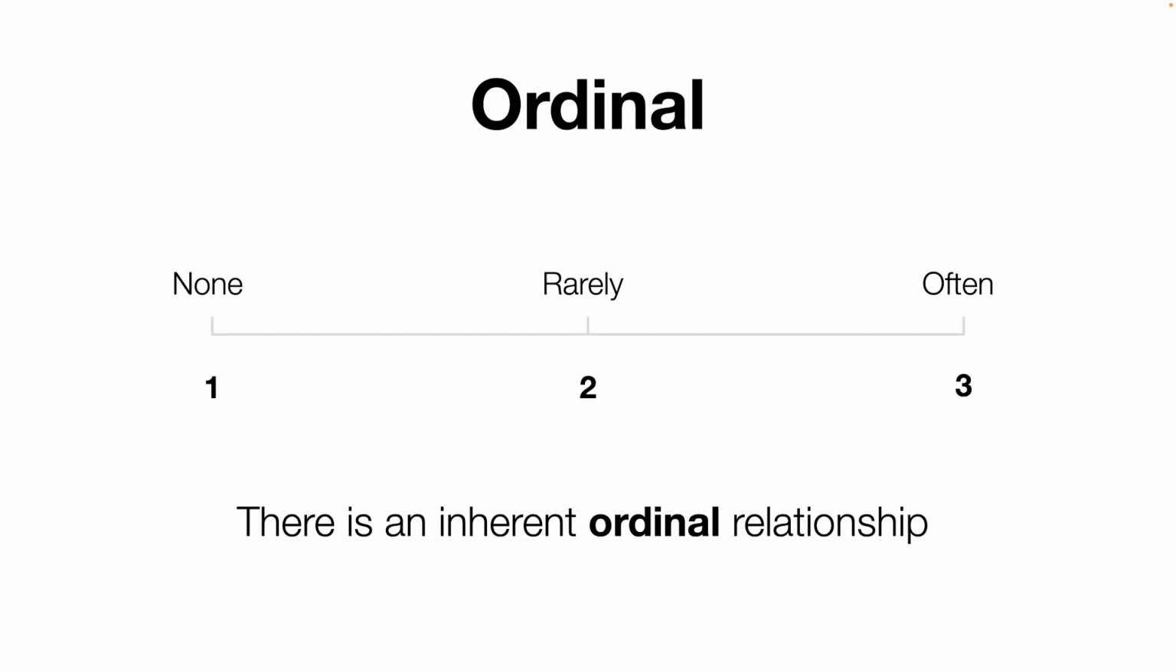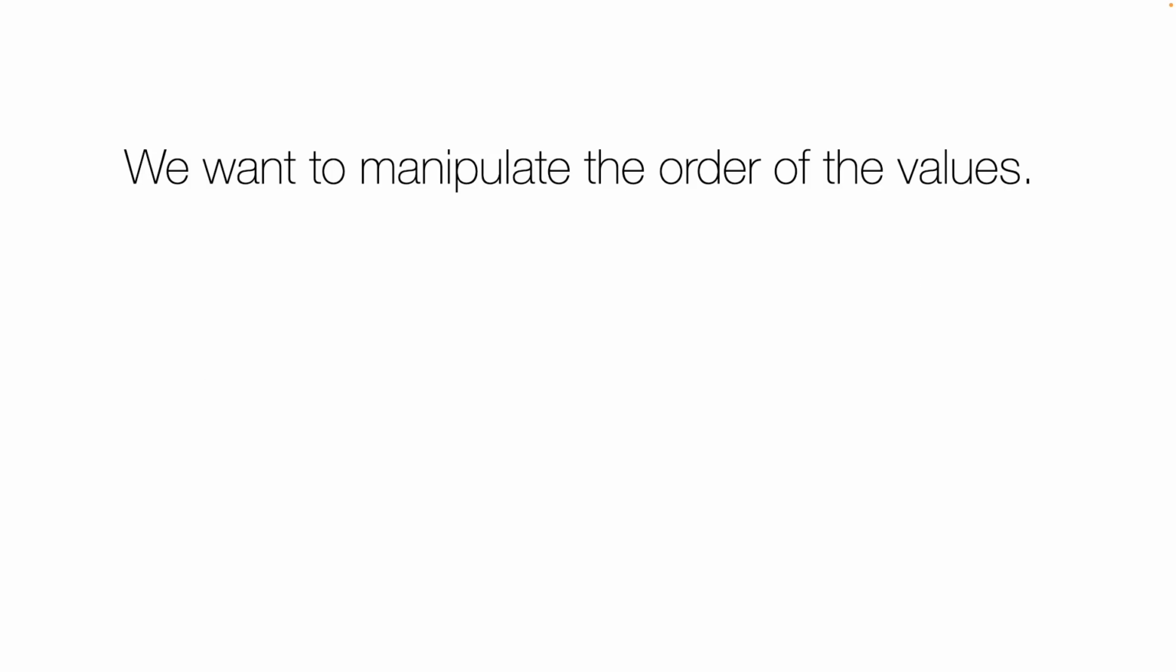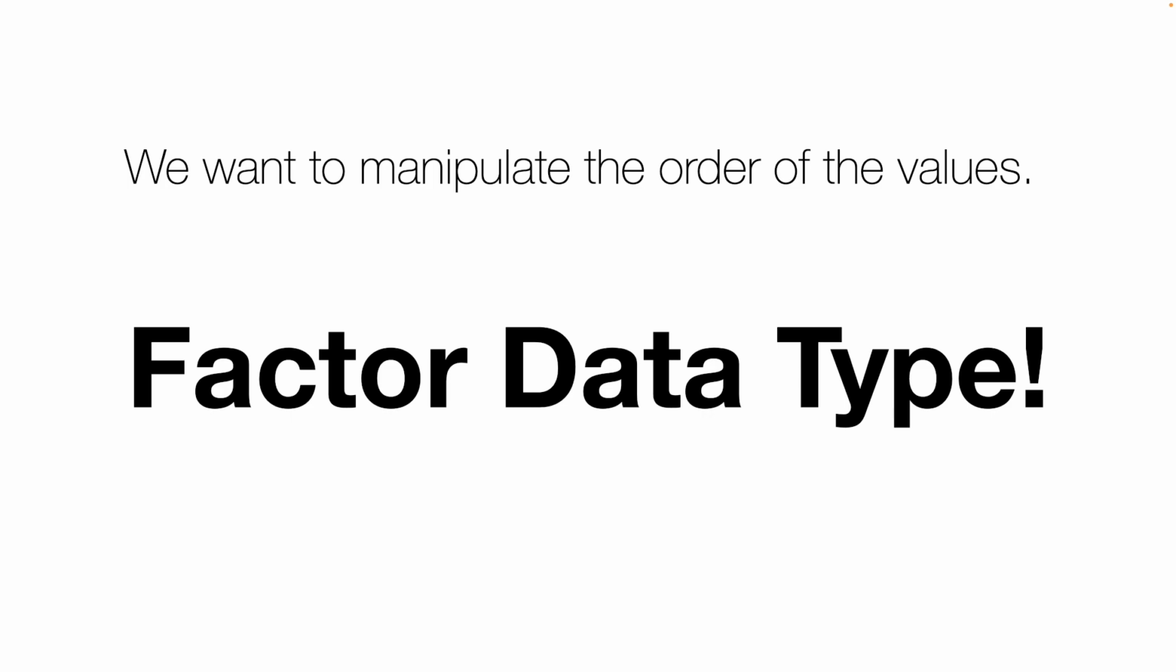This type of data has an inherent ordinal relationship. In this particular case, in business travel, we tend to think of it as none, rarely, often. Not just keeping the character data type as alphabetical data, but we think there's an order. So we want to actually define this type of order. That's where the factor data type comes in.